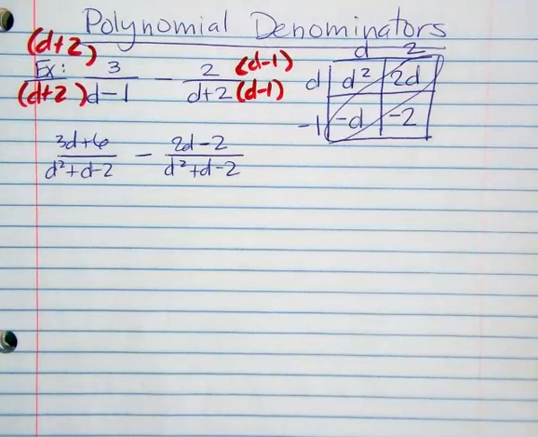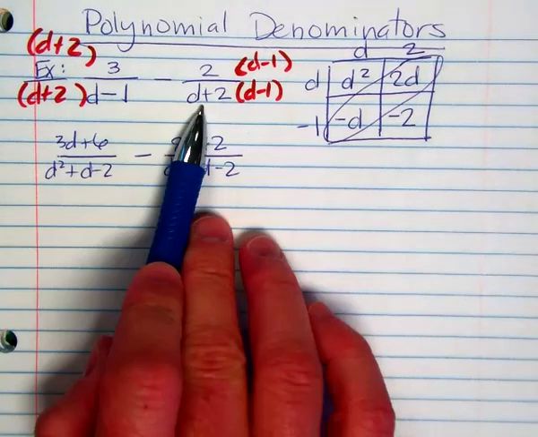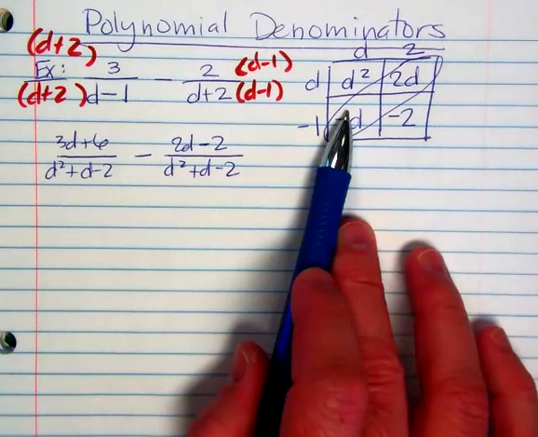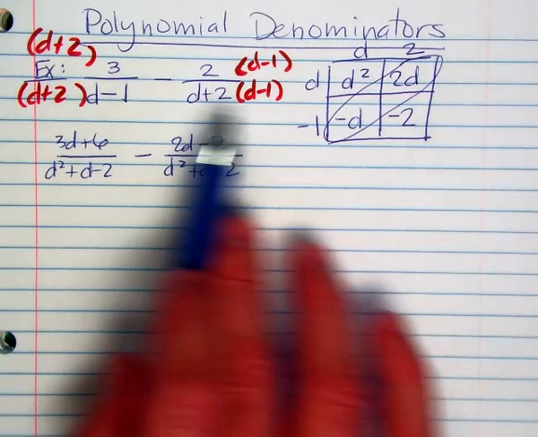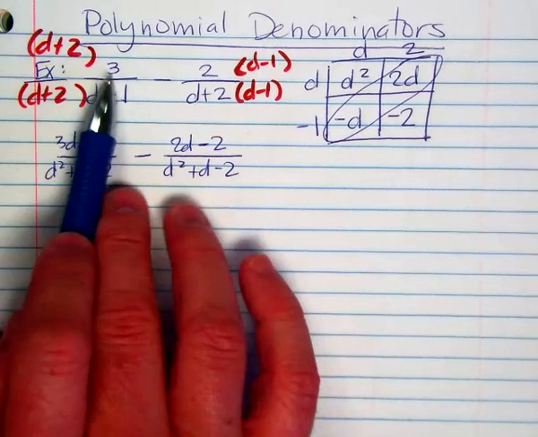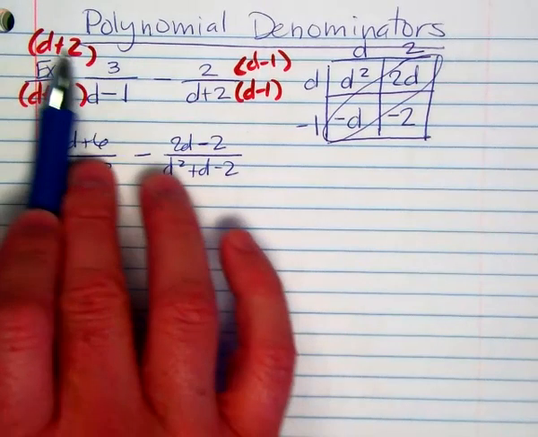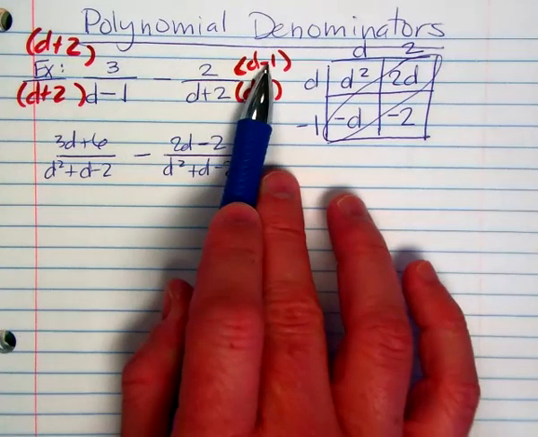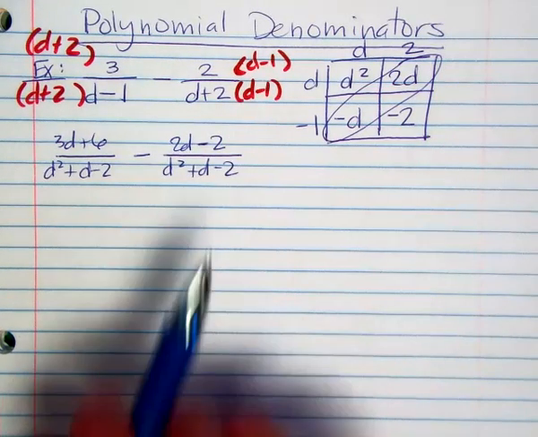So just to recap real quick before we combine anything. Because my denominators are polynomials, I use box method to multiply them together. Whatever I did to the bottom, I do to the top. So I'm multiplying the 3 that was there with the other denominator. I'm multiplying the 2 that was here with the other denominator to get all these new pieces.